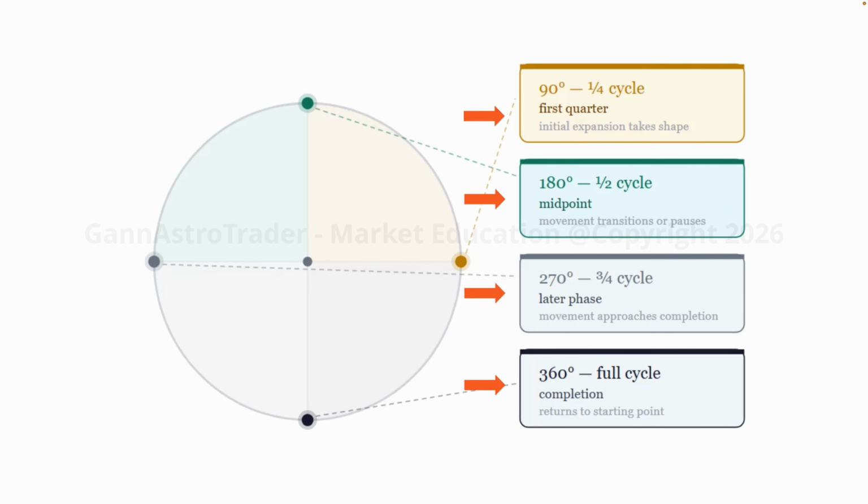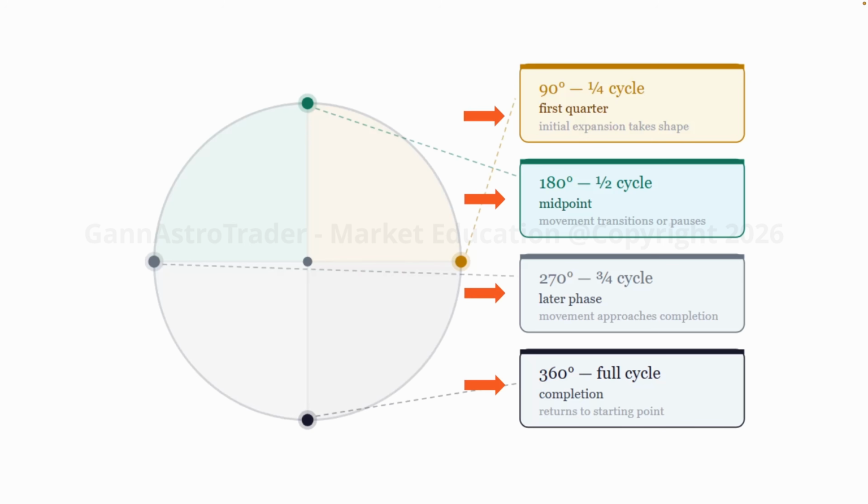Once converted, the angle tells us where the market stands within its cycle. Certain angles divide the cycle into clear and meaningful sections. At 90 degrees, the movement reaches its first quarter, where the initial phase of expansion begins to take shape.